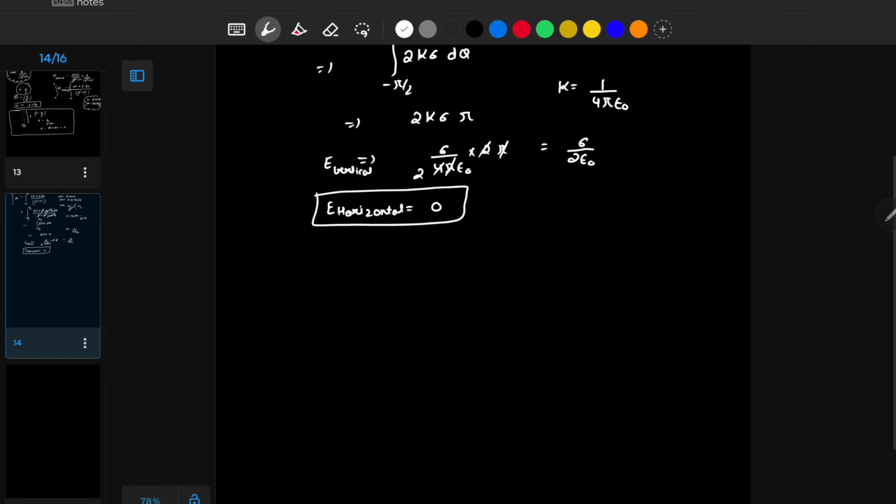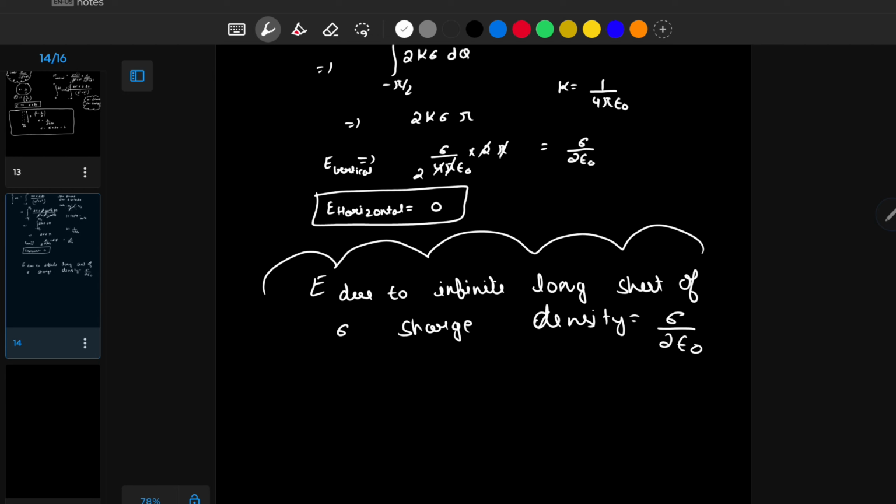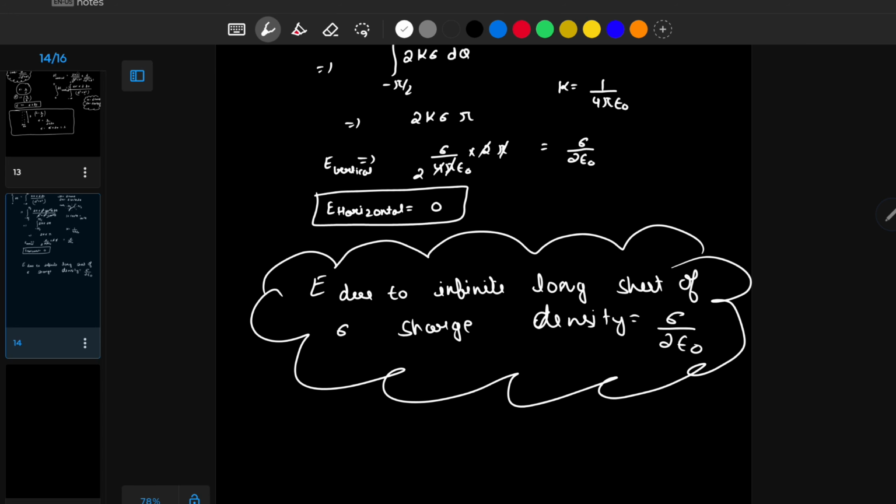So the electric field due to an infinite long sheet of sigma charge density equals sigma by 2 epsilon naught. Thank you.